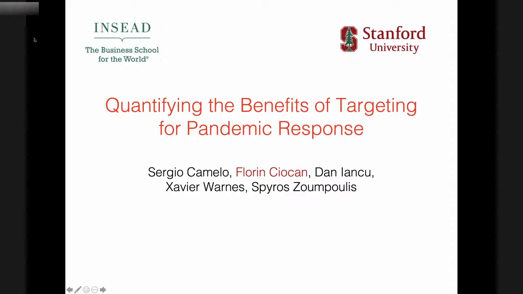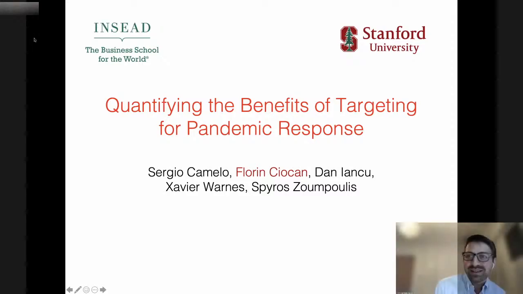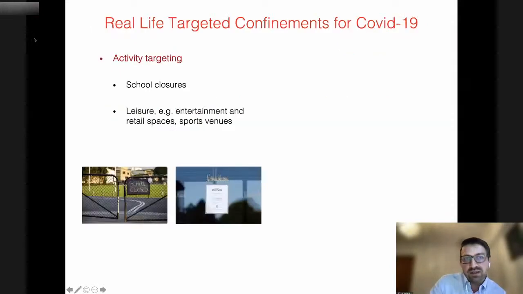And what we've tried to do here, at least speaking for myself, on a new topic, is to give policymakers a tool to think about the effectiveness of targeted interventions for pandemics. In particular, we've looked at targeted confinements. We've all experienced confinements during COVID. So let's think about what kind of targeting we've actually seen implemented in real policy.